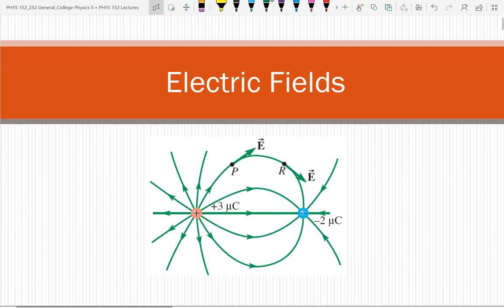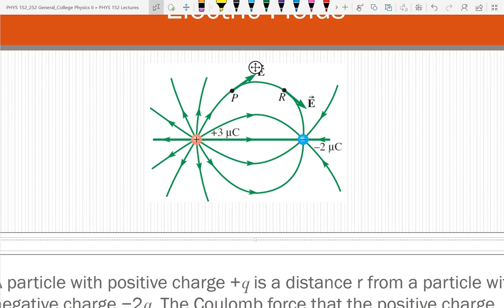Uh-oh, what happened? Here we go. This is showing electric field lines. Now I'm going to come back. I have all the words down below, and then I have pictures. But I'm just going to talk about the electric field lines with this initial figure.